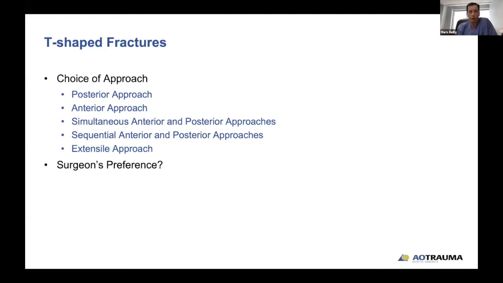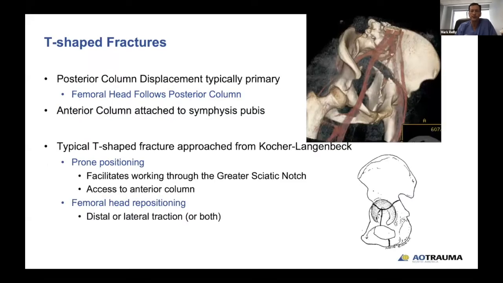And so the question is, if we're going to try and choose between all of these various options, is it just surgeon's preference, or is there something that guides us in determining our surgical approach? And I think the two critical things to remember here is that when you consider a T-shaped fracture, the posterior column displacement is typically more significant than that of the anterior column. The reason for this is, one, the femoral head is typically following the posterior column fracture. And if you look down at the line drawing of the T-shaped fracture, you can see that the posterior column component is a free-floating fracture fragment.